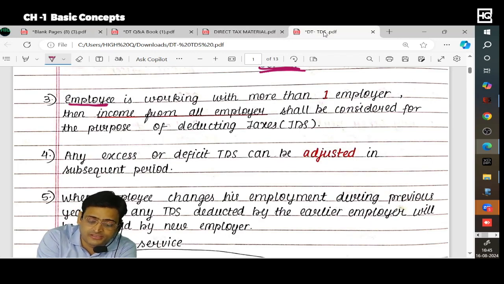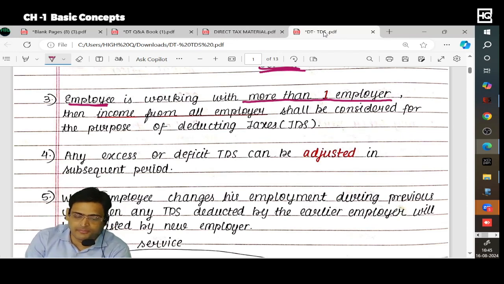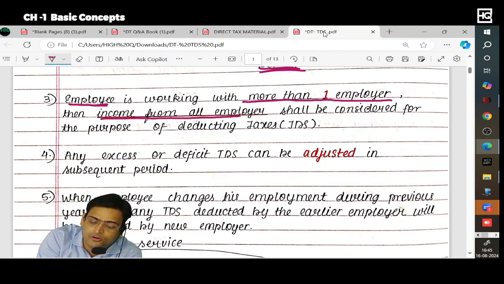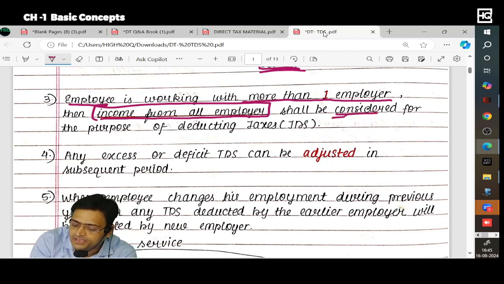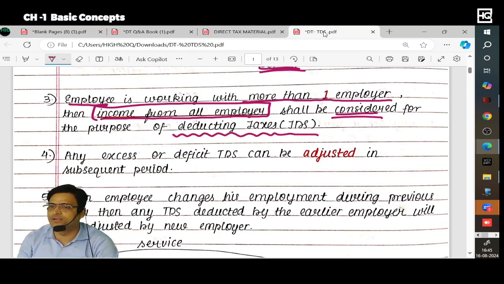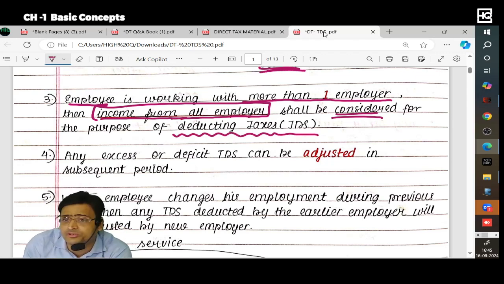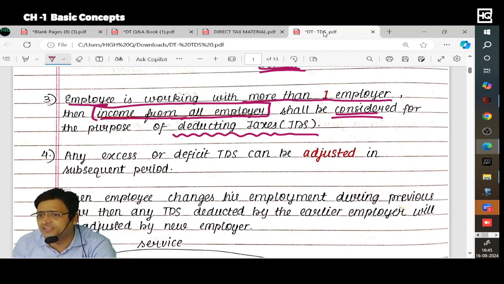Now, if an employee is working with more than one employer, then income from all employers shall be considered for the purpose of deducting TDS. Are you understanding? It shall be considered from all employers. Did you understand? Shall I explain this again?